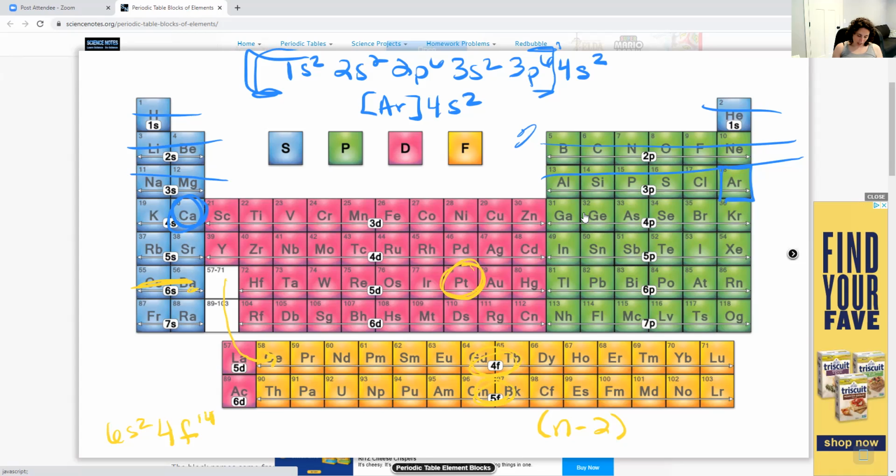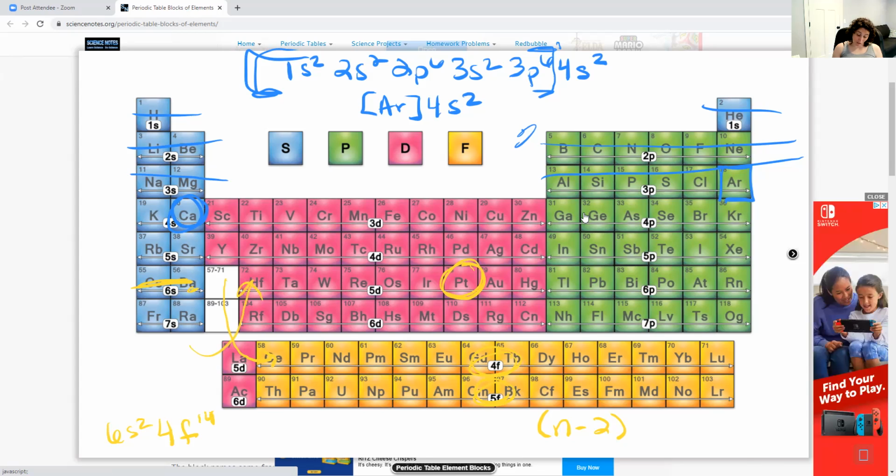And then I come back and I'm at pink, which is 5d, and platinum is the 1, 2, 3, 4, 5, 6, 7, 8th one. Okay, so if I were to make this official, I could have written out 1s2, 2s2, 2p6, 3s2, 3p6, 4s2, 3d10, 4p6, 5s2, 4d10, 5p6, 6s2, 4f14, 5d8.